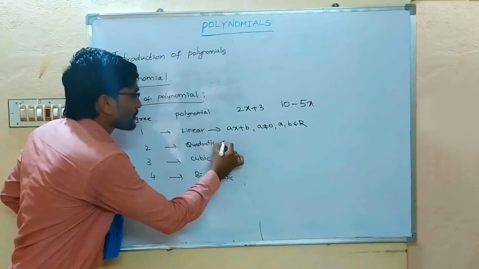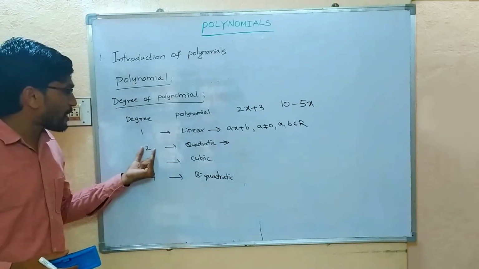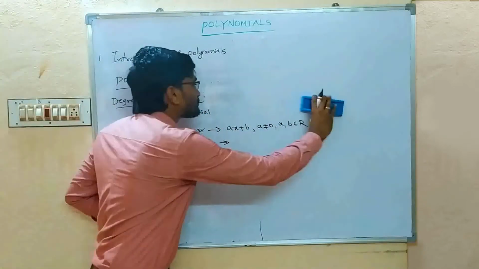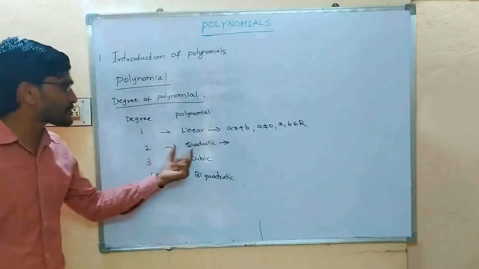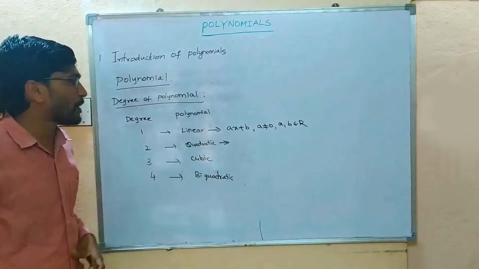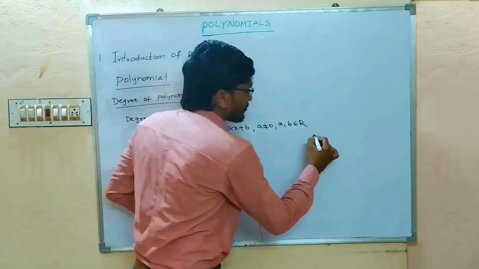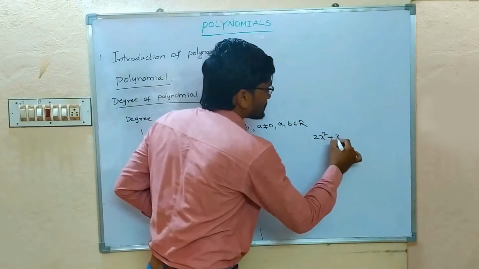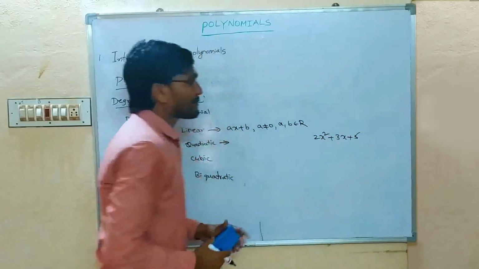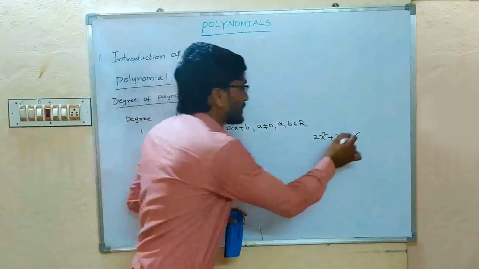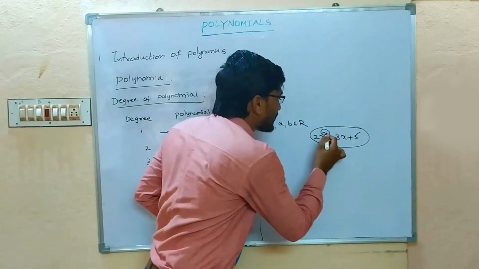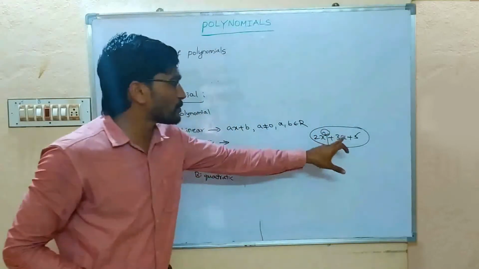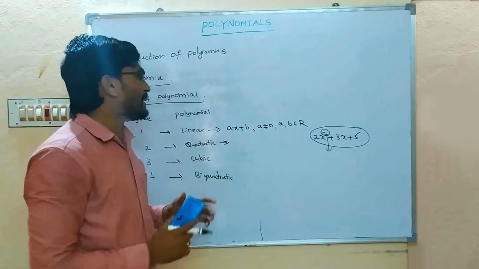Next, if the degree of the polynomial is 2, then it is called a quadratic polynomial. Let's consider a polynomial like this: 2x square plus 3x plus 5. It is a polynomial having degree 2, so it is called a quadratic polynomial.